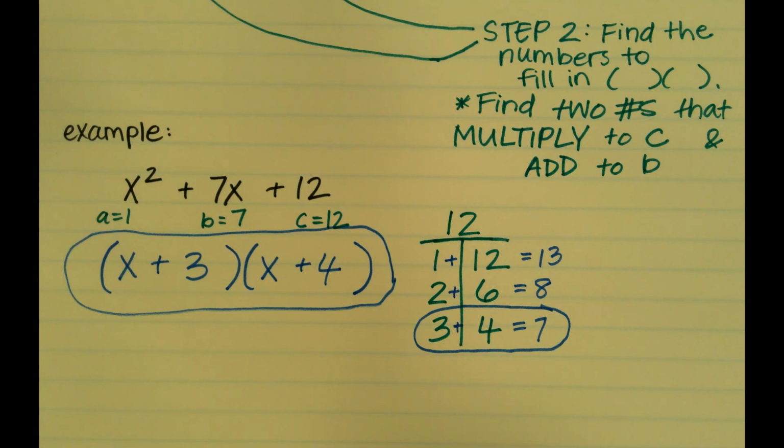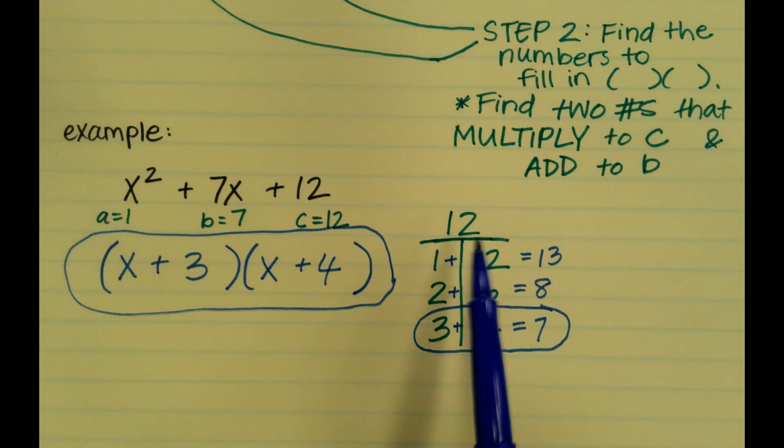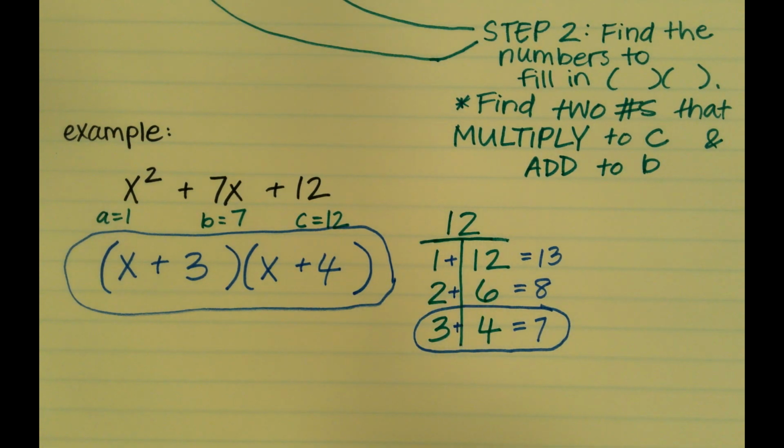So what we're going to be doing is always finding the constant, but we need it to be partnered with the B. You just want to find all the factors of your constant, or of C, and whichever set of factors adds up to your B, or your 7 in this case, that's where you fill in your parentheses.